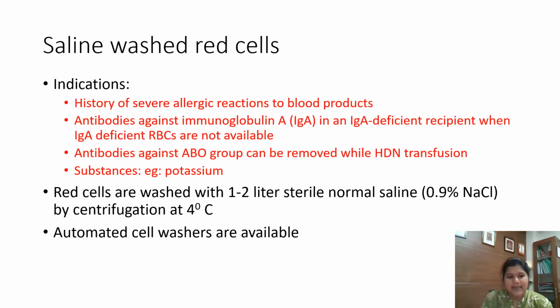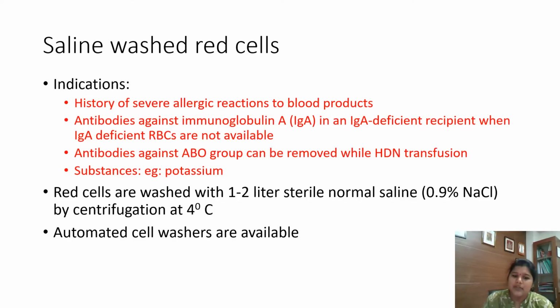Coming to saline washed RBCs. Saline washed RBCs are indicated in the following situations. When there is a history of severe allergic reaction to blood products, when an IgA deficient recipient has antibodies against IgA and IgA deficient RBCs are not available. Antibodies against ABO group can be removed while transfusing for a HDN patient. Substances can be removed, mainly potassium. If the potassium level of the blood bag is too high, then it might cause a cardiac arrest in the recipient, but this potassium level can be reduced by saline washing it.